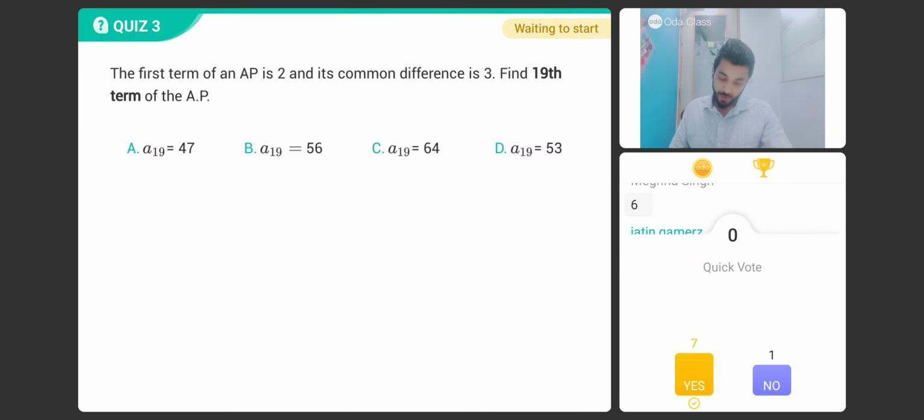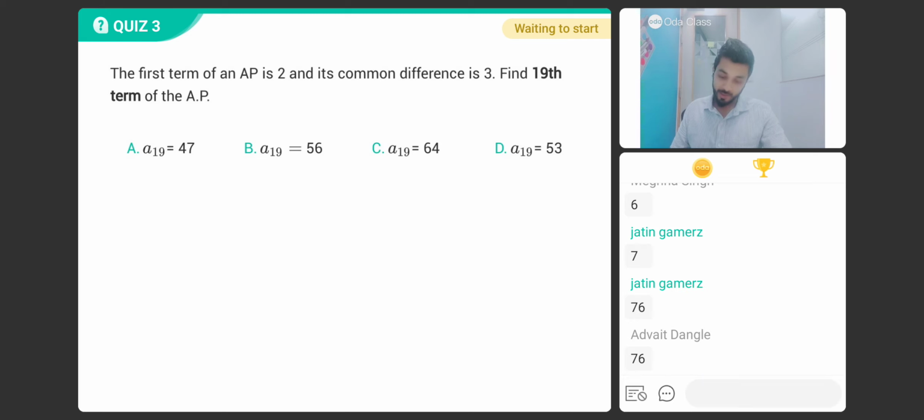Okay, let's do one more question and then we can probably wrap up. That is the last question. The first term of an arithmetic progression is 2. So that means A1 is equal to 2, right? Now, its common difference is 3. So common difference means D, and the D value is 3. Find the 19th term of the AP. So that means A19 you have to find out, right?